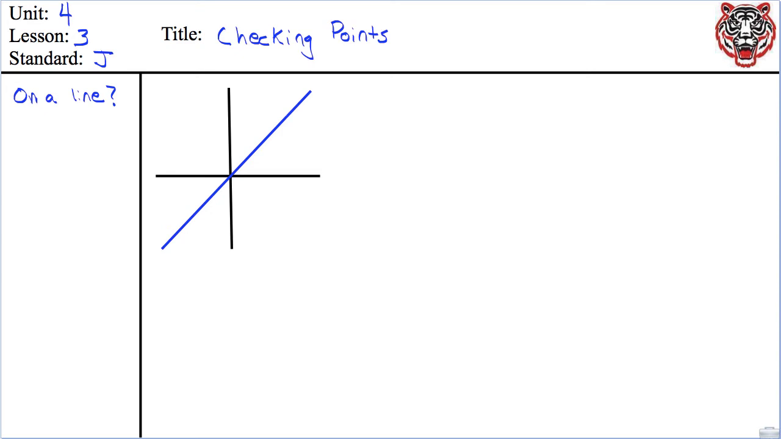All right, this is lesson 4-3. We are talking about checking points. So you already have a graph. We have a slope of 1 going through the origin. So how do I know if a point is on a line? Graphically, it just looks like this, right?